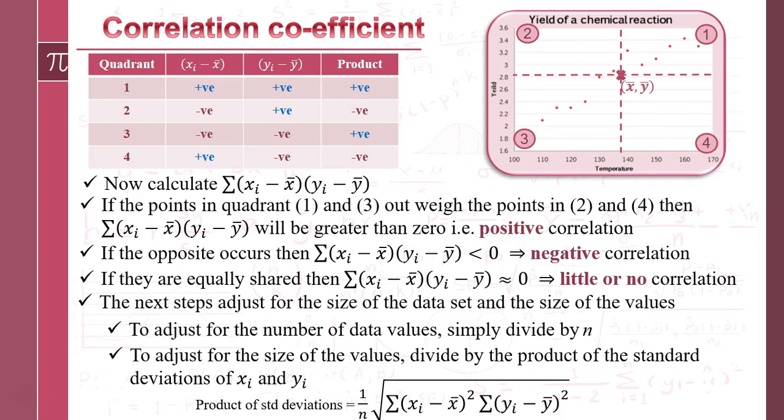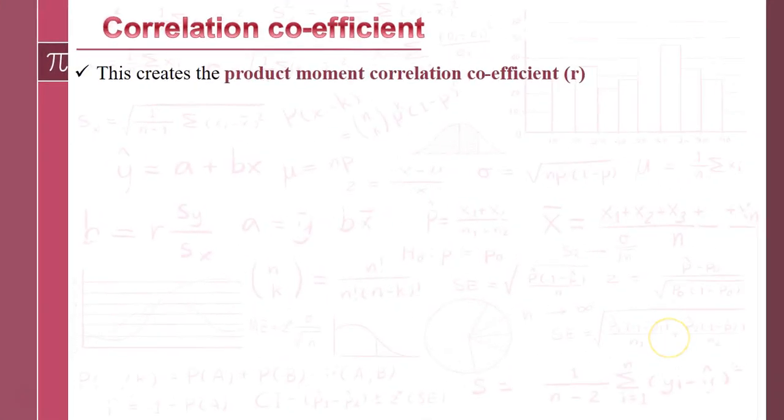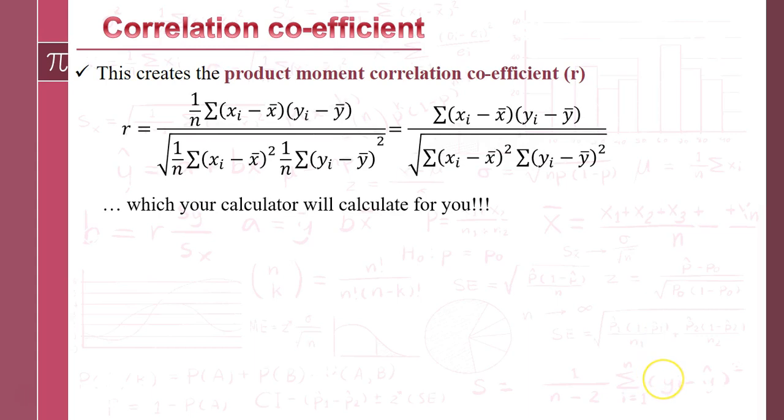Now, this is where it's starting to get a little bit complex, and you might be thinking, oh my god, where are we going with this? Well, you'll see in a second where we're going. We're getting the product moment correlation coefficient, and we usually refer to that as R. And it's that thing there, which looks absolutely terrifying, but in actual fact is reasonably straightforward to do.